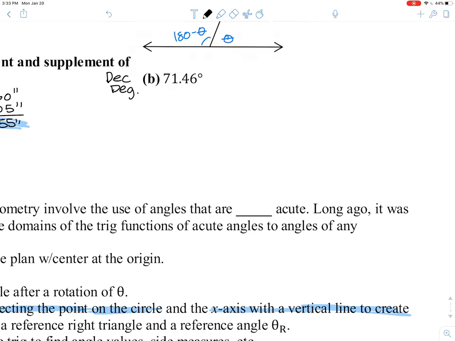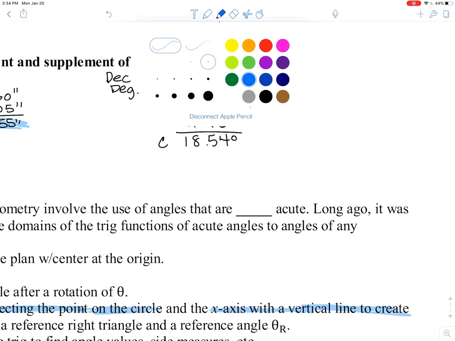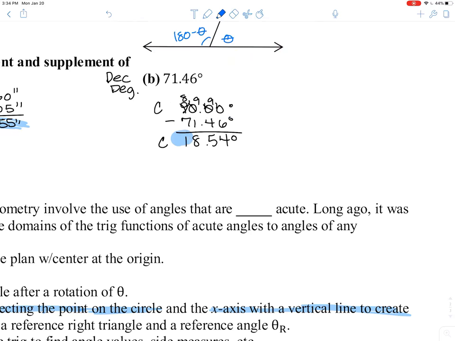Okay, decimal degree, quite a bit easier. All right, if I wanted to find the complement, I would do 90.00 minus 71.46 degrees, and then we'll just borrow like normal in base 10. So the 9 becomes the 8, then the 10 becomes the 9, and the 10. And I don't need to explain this because you guys are in pre-calculus, you know this. So the complement to 71.46 degrees would be 18.54 degrees, and then of course 180 degrees minus 71.46 degrees.